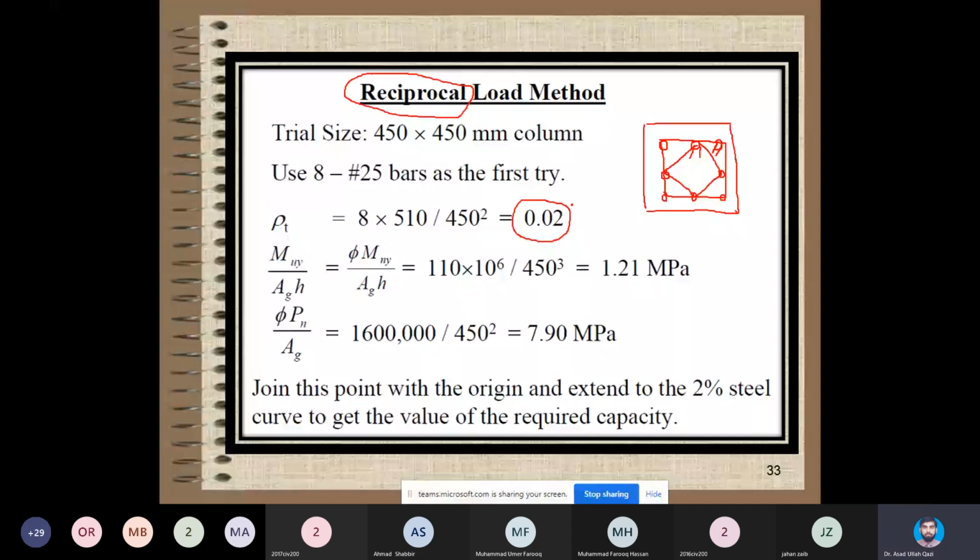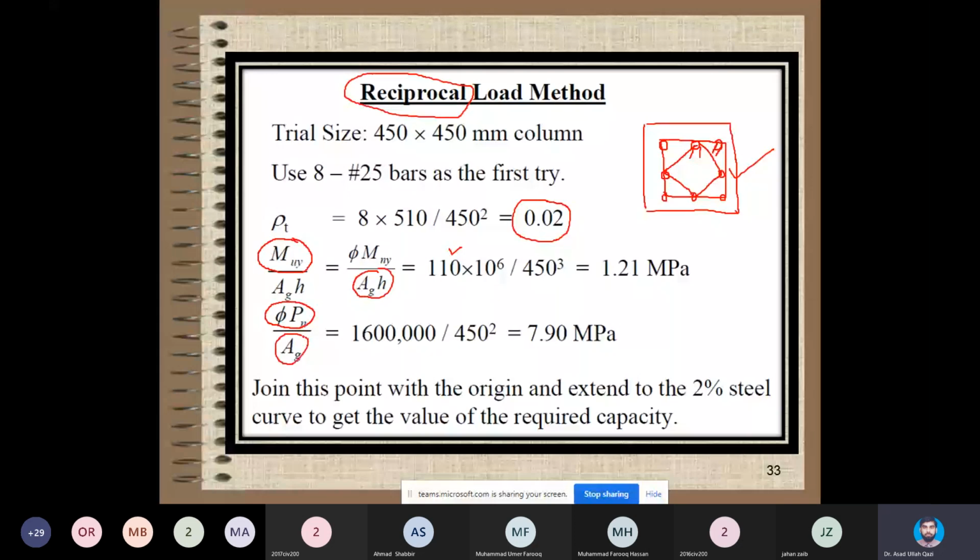So with this selected cross section 450 by 450 and 8 number 25, the first step will be to assume that on this column there is only uniaxial moment MUY present, and the ultimate axial load is given. MUY given was 110. Normalize it with area gross times H, because we want to consult the design aids for short columns under uniaxial bending.